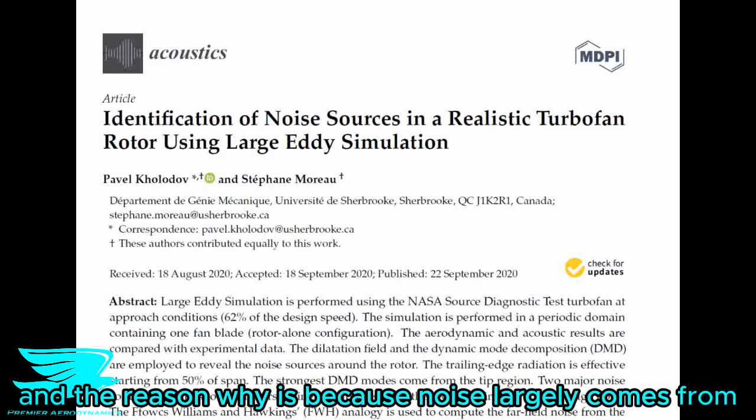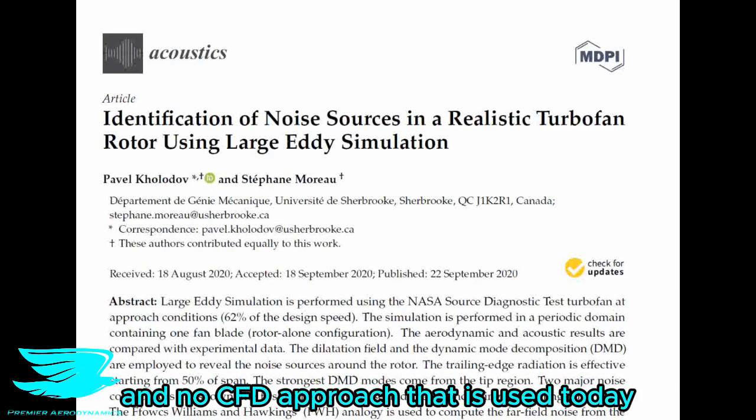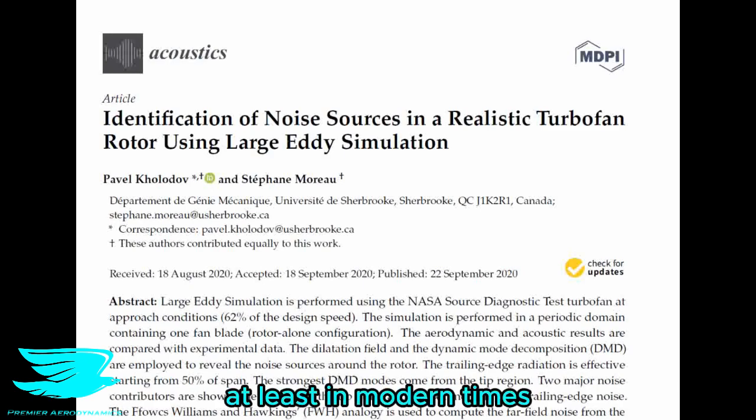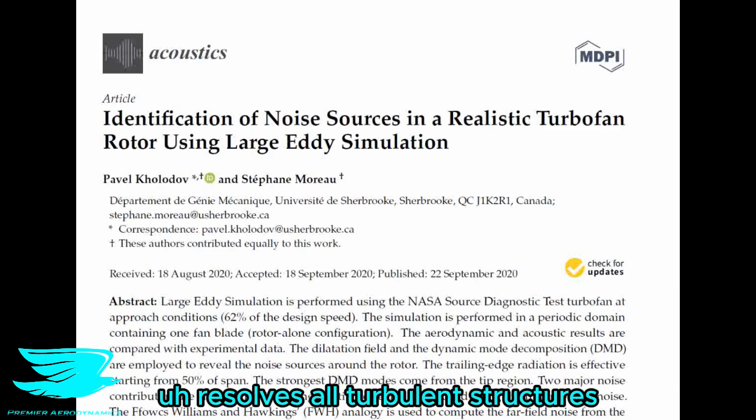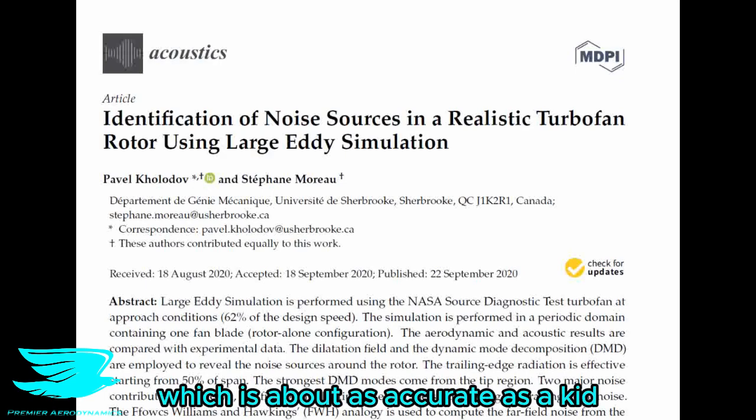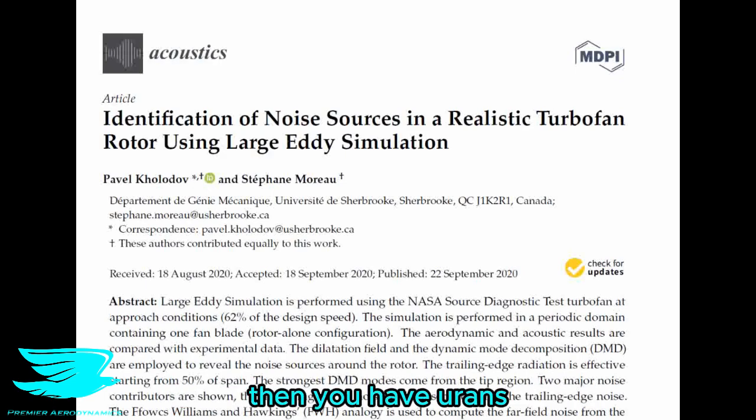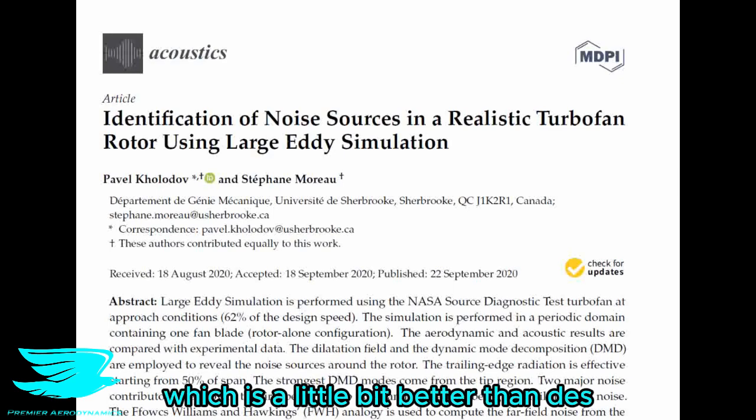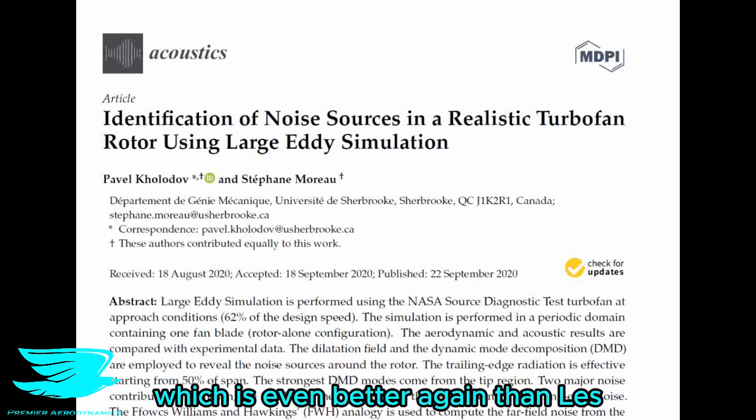And the reason why is because noise largely comes from turbulent structures, and no CFD approach that is used today, at least in modern times, resolves all turbulent structures. So you start off with RANS, which is about as accurate as a kid drawing a picture with a crayon. Then you have URANS, which is a little bit better. Then DES, which is even better again. Then LES, which is definitely a step up.